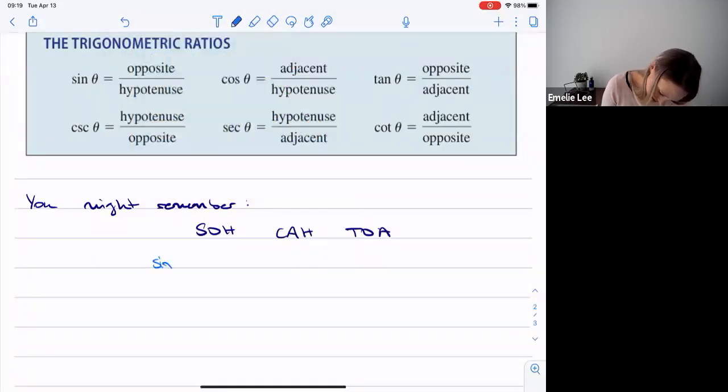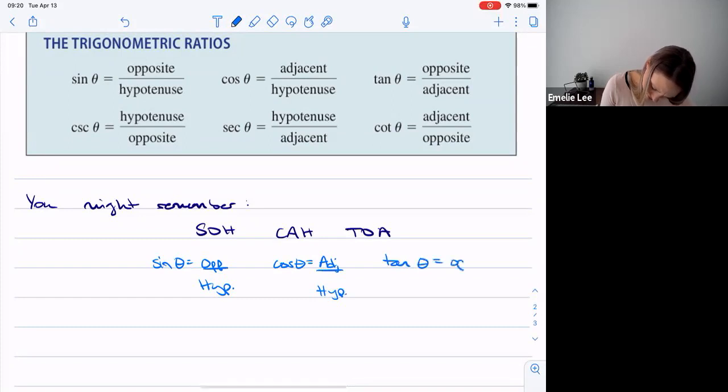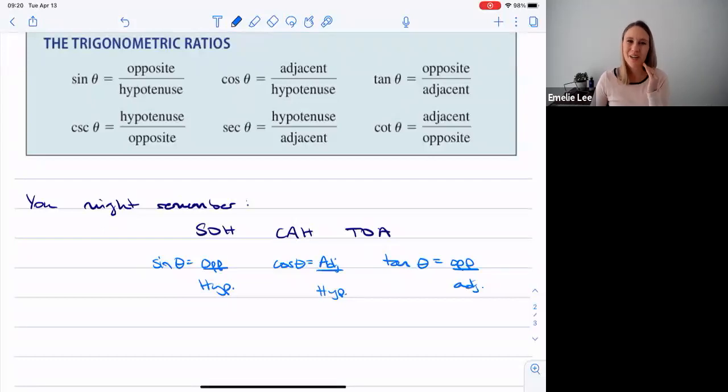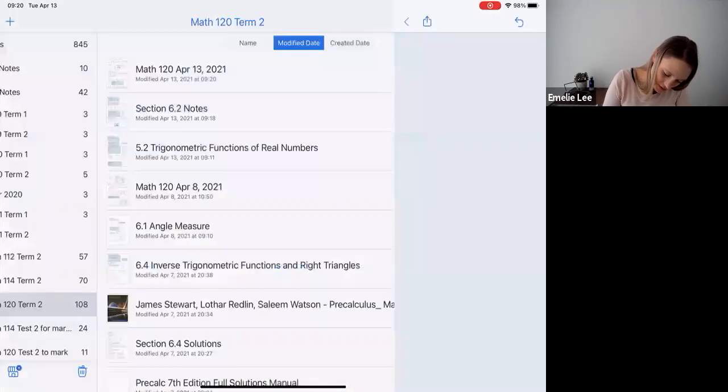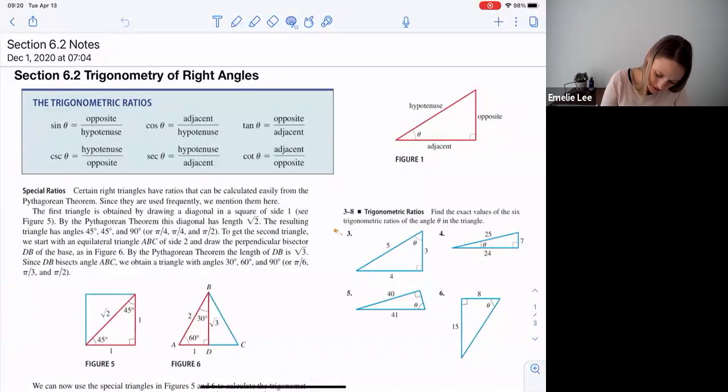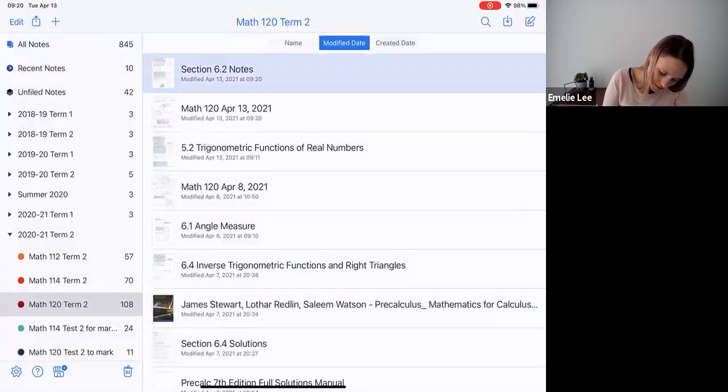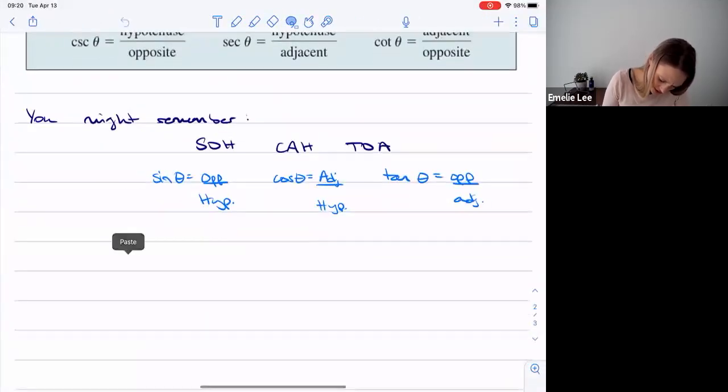Which says that sine theta is the opposite over hypotenuse. Cos theta is adjacent over hypotenuse. And tan theta is opposite over adjacent. We need to clarify, what do we mean by opposite, adjacent, and hypotenuse? Well, you probably remember, but just in case, right?